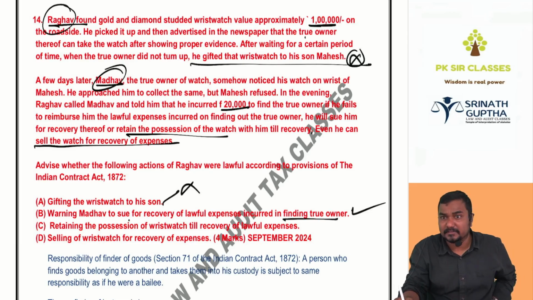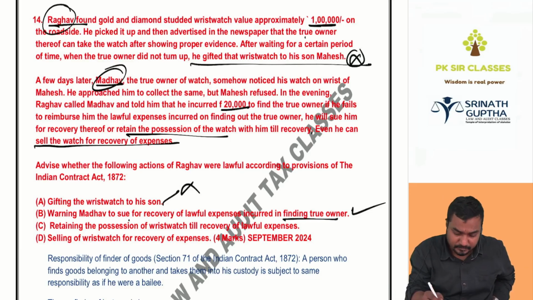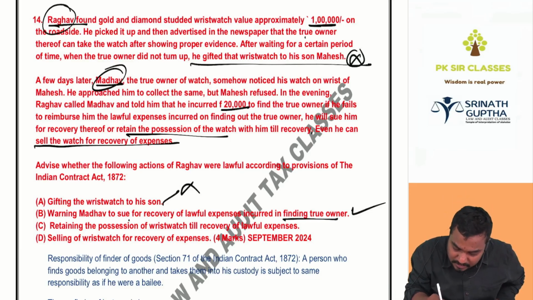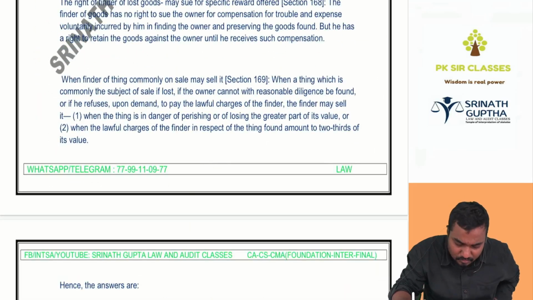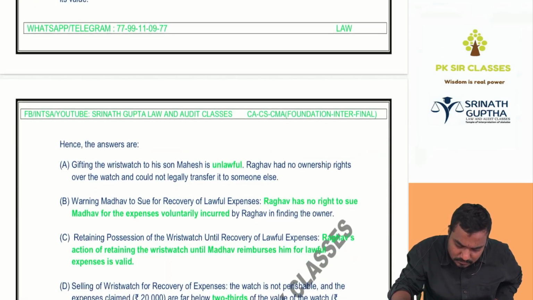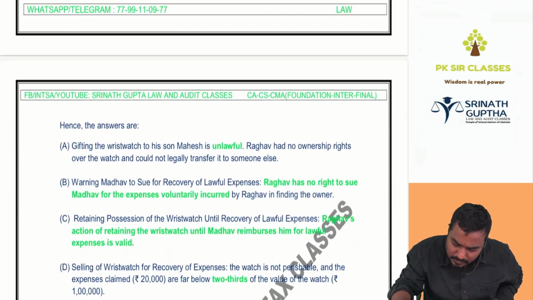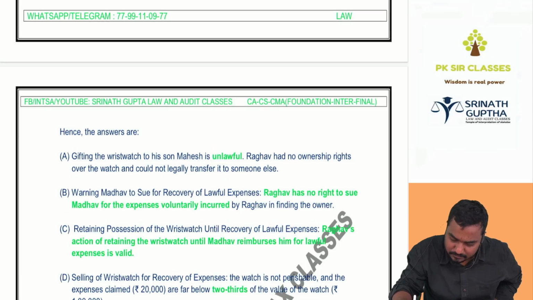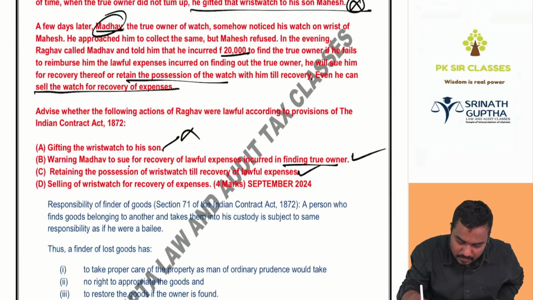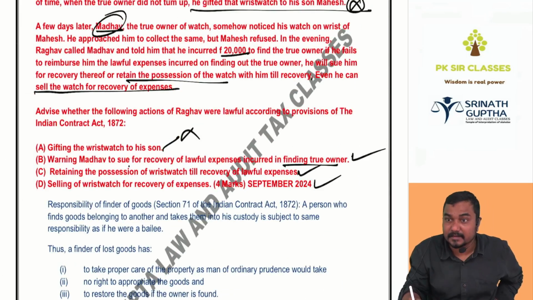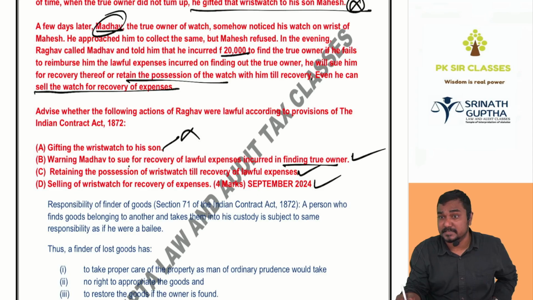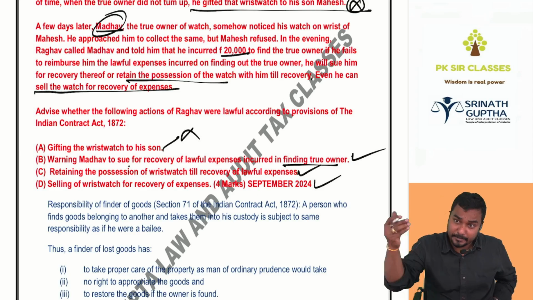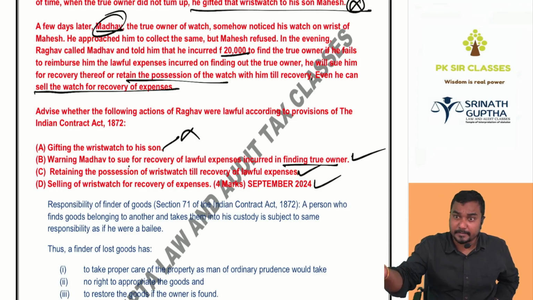So can he recover the lawful expenses? Yes. Retain possession of the wristwatch till the recovery of the lawful expenses. To be frank, he can retain, but he said, I think no. Raghav's action of retaining the watch is lawful, valid. No. So selling the wristwatch, can he sell it? Yes, after spending 2/3 of the value of the article. 2/3 means 66.67%. But we have to pay the extra remaining money to that person.